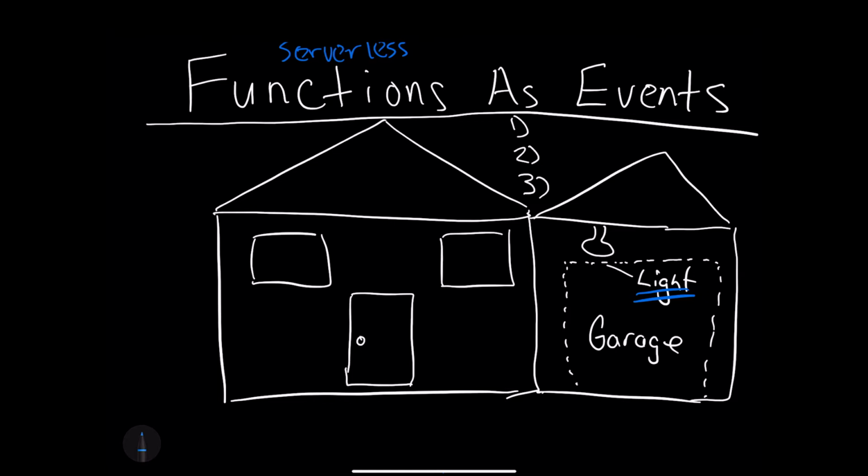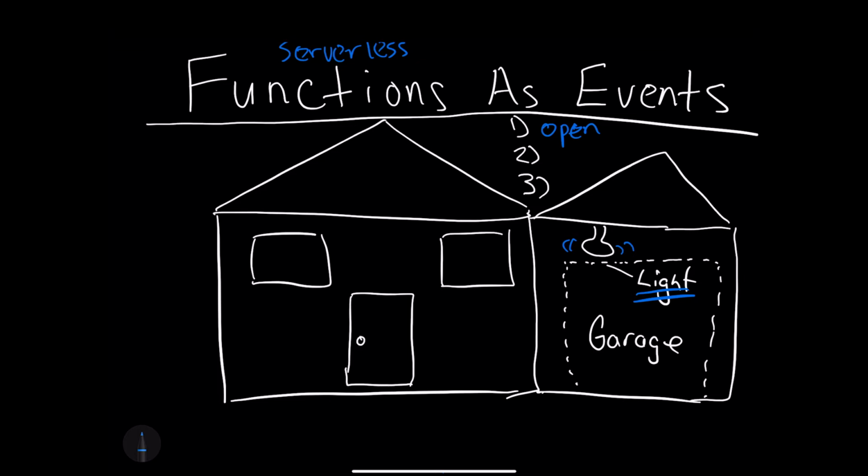The first way that a light can turn on is if the door is open, right? So there's an event where if you're driving into your garage and you push the button, it'll open up the garage door and then the light turns on as well. So that's one of the events that would basically initiate this light turning on.